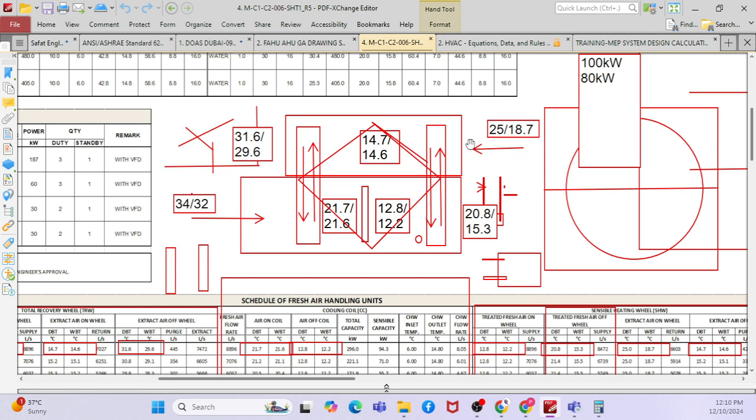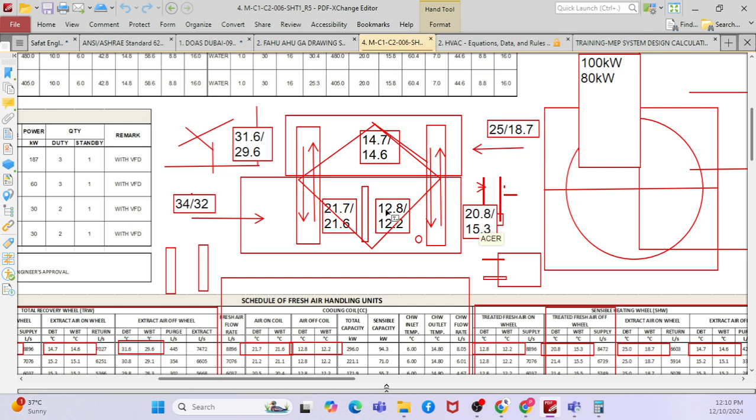What will happen? This is just exchanging the heat. So this heat will be exchanged here. Whatever the cooling, this cooling will be exchanged here. So the cooling temperature will be transferred here, and the hot temperature will be transferred here. When you transfer the hot temperature, this temperature will be increased. So this is your condition, this is my required condition.